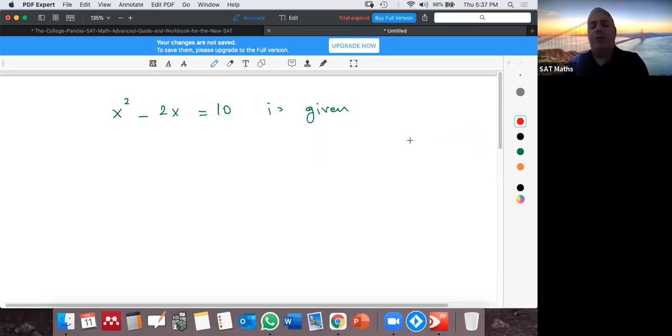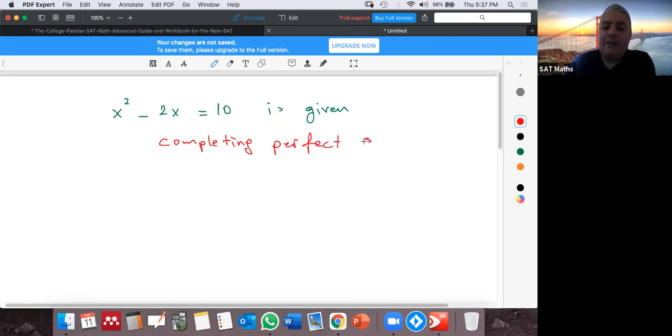There is one way for the factorization. It is called completing the perfect square. I explained this in detail on my YouTube channel. You may look later on, if you wish. Now, let me explain. Whenever you have x squared minus 2x is equal to 10, we just look at the term with x, 2 times x. We take half of 2x.